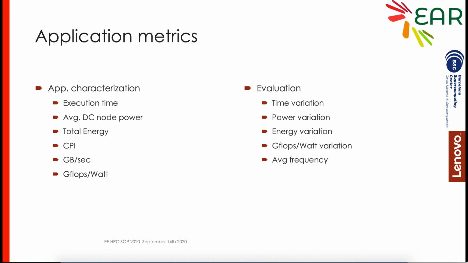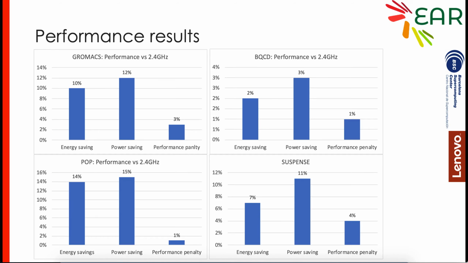In the cases where we presented variation, it means the results executed at the maximum frequency of 2.4 compared with the results reported by the mean time to solution policy. In the paper, of course, there are results for the 8 applications, but I have selected here just 2 CPU intensive use cases and 2 memory intensive use cases.